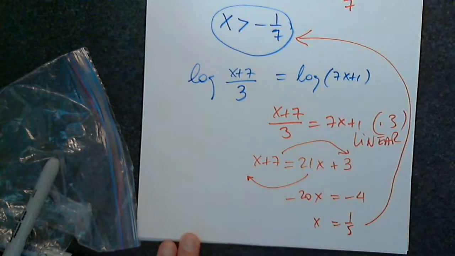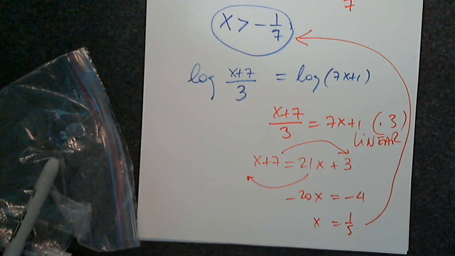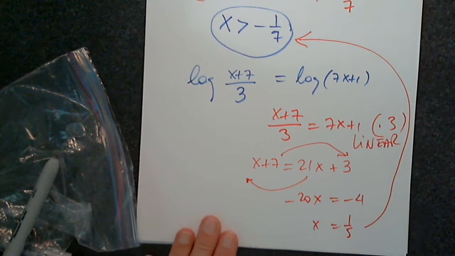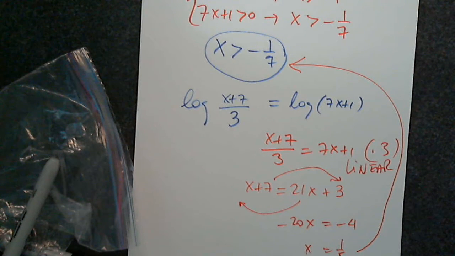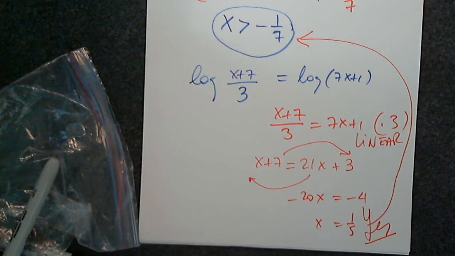If 1 over 5 is a number greater than negative 1/7, then the solution is accepted. If 1/5 is not greater than negative 1/7, then the equation has no solutions. What would you conclude? It's good. Yes, it is good. Very good.